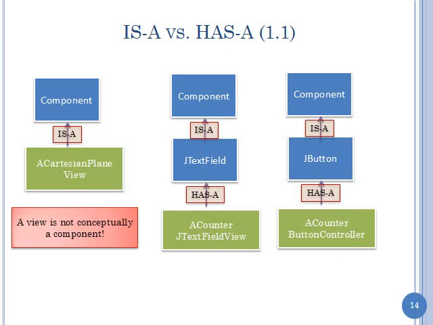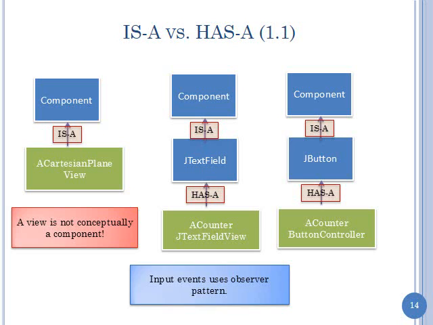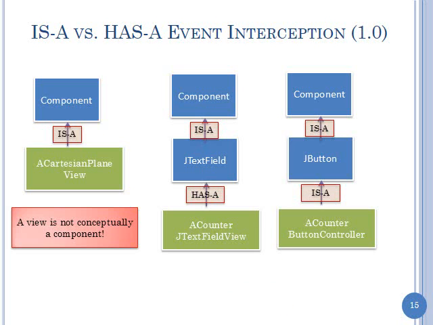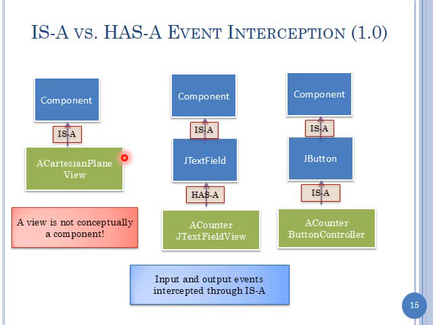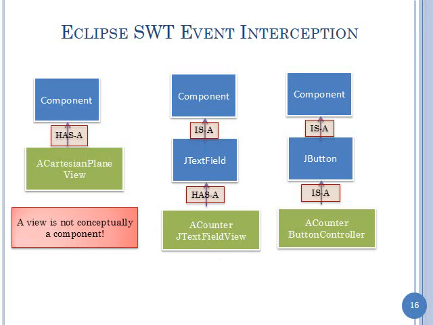There's all these different things going on here, and things were more unified when 1.0 was around, because then the controller also had to be a component. The way you intercepted events from components at that time was through ISA, and now in 1.1 they moved to the has-a, but they didn't move completely. Okay, and I've been waiting for a toolkit that did it right. So input and output events were intercepted through ISA in 1.0, and your Eclipse environment has a different toolkit.